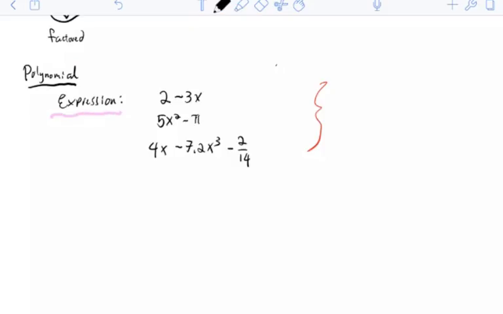The way it works is it's made up of a whole bunch of terms that have been added or subtracted from each other. So 2 minus 3x, or 5x squared minus pi. You know, there's very little limit to what you can do, and polynomials are one of the most powerful types of mathematical expressions. They're so commonly used. They're just all over the place. They're just absolutely great.